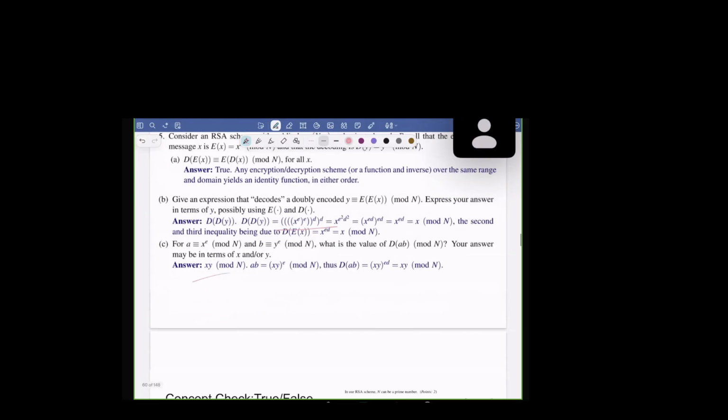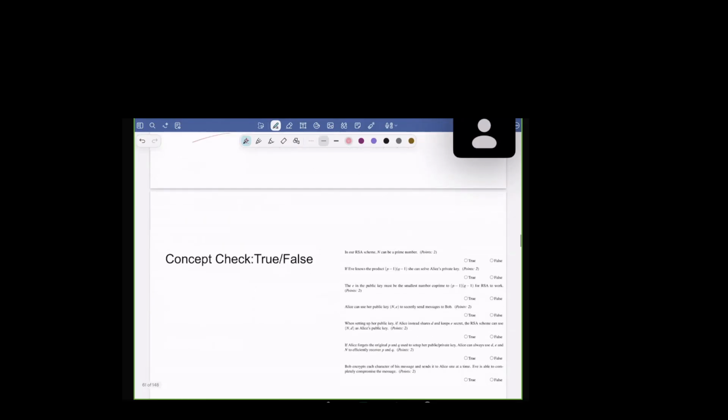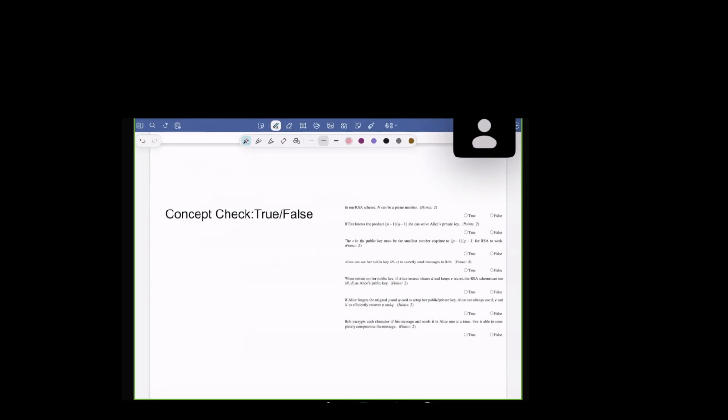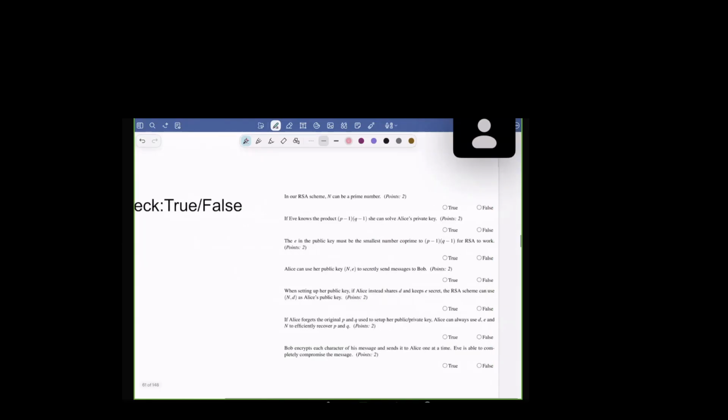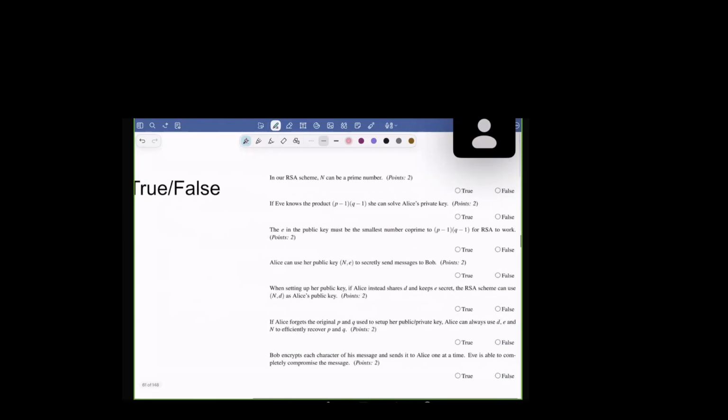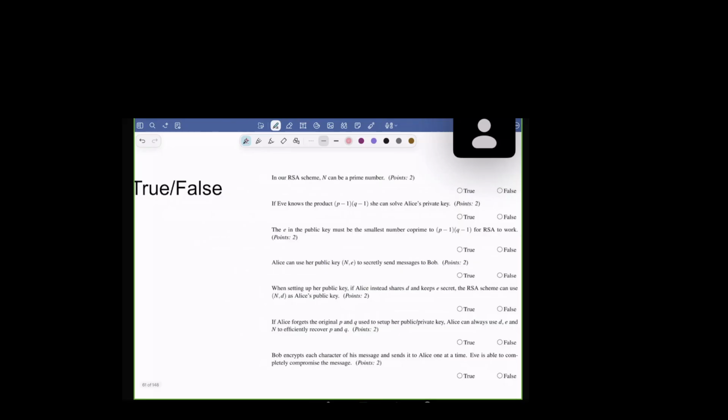All right, so there is some true and false real quick. So in RSA, is n prime? I'm going to zoom in a little bit because this is very hard to see. Is n prime? Why not? Yeah, that's false. If Eve knows p minus one, q minus one, can she solve for Alice's private key? Yes or no? Yeah.